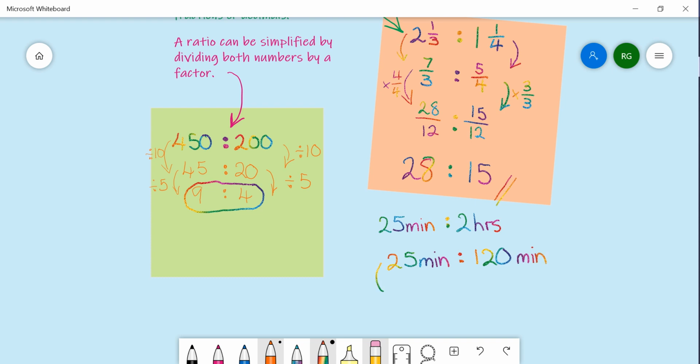To simplify, we can divide both sides by 5, as 5 will go into 25 and 120. Get 5 minutes in a ratio of 24 minutes. So it is simply a ratio of 5 to 24.